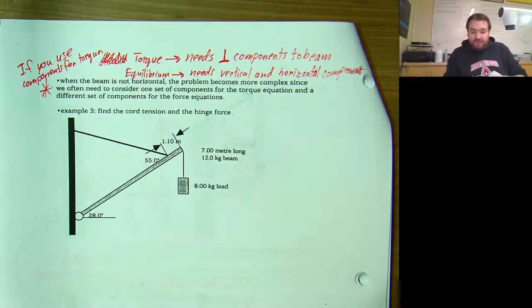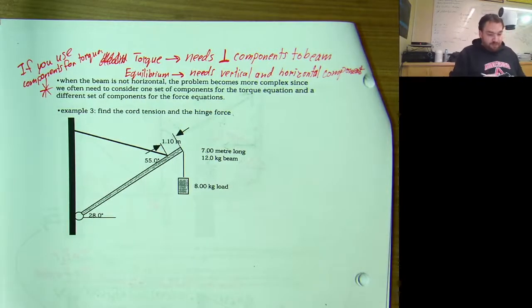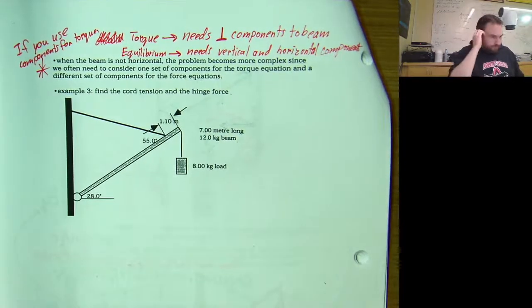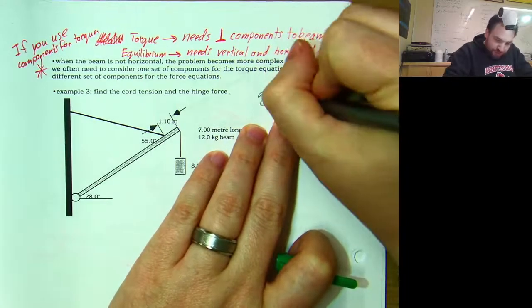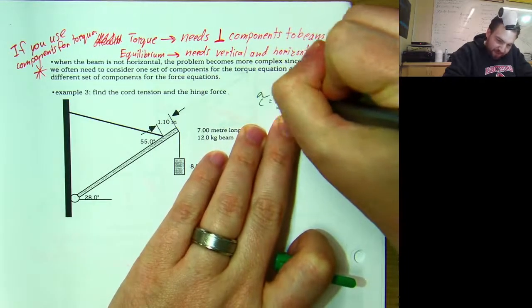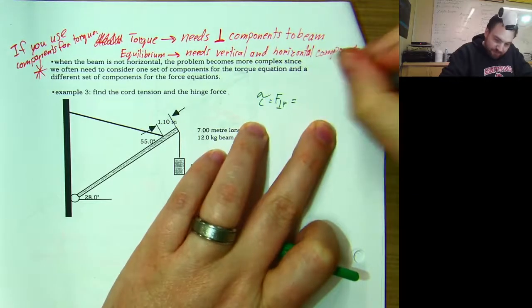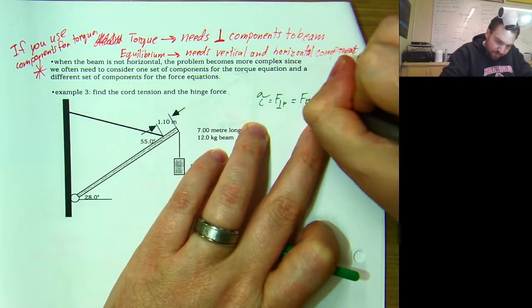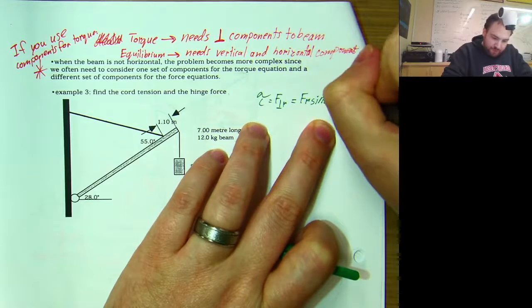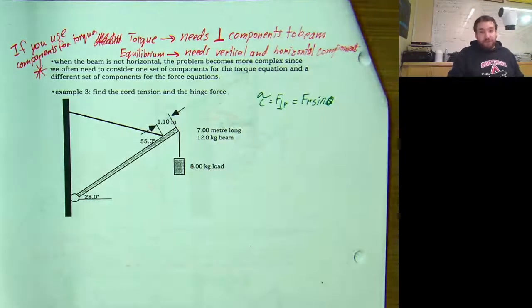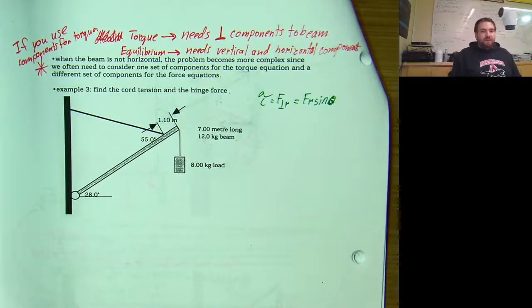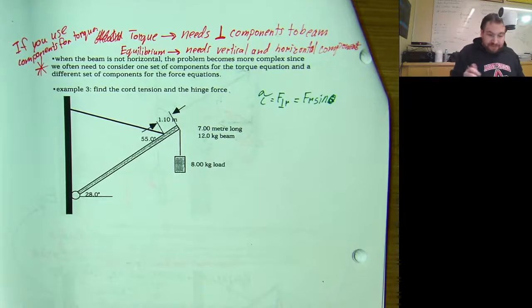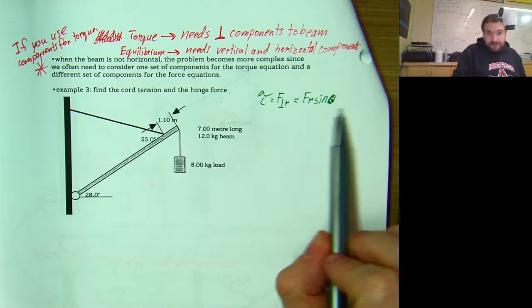So I'll show you what this looks like as far as how I would set up this problem. We've got our picture. I'm just going to include this up here first. Torque equals F perpendicular R, and torque equals FR sine theta. These are two expressions true for torque. We want to use the ones that make our life easier. In this case, FR sine theta.